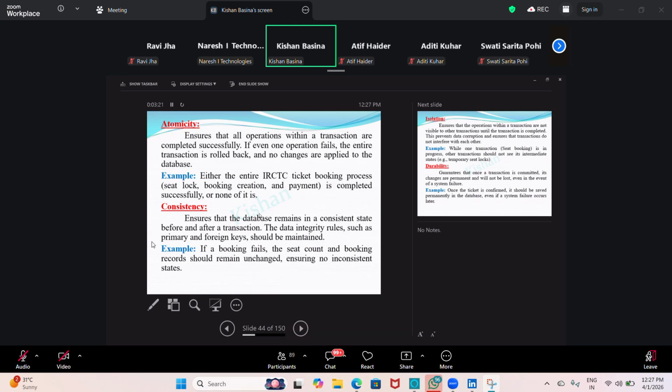Isolation means very simple: our transactions will not be visible to others. Let me make this simple. You booked a ticket on a bus journey, right? Whenever you're trying to book a ticket on a bus journey, some seats will already be filled up. Who booked those?